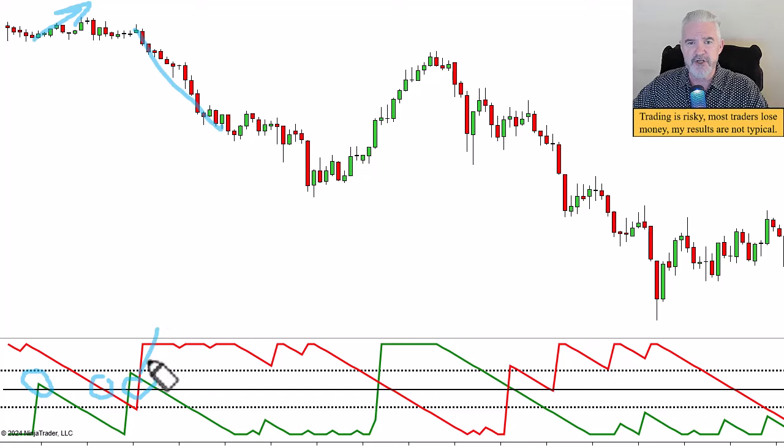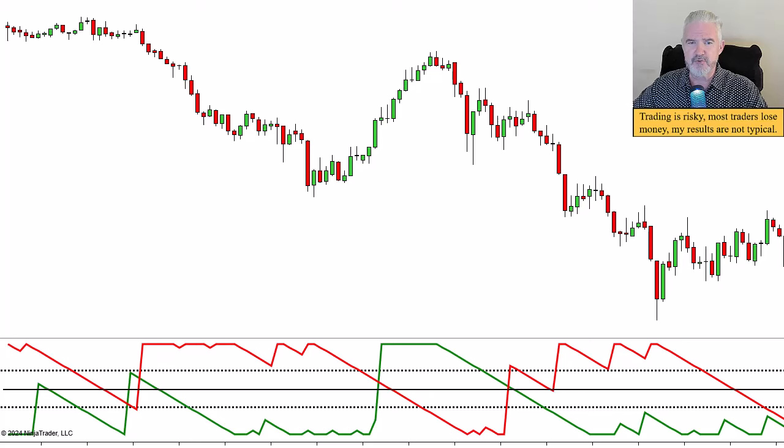Some people teach you wait until the red and the green lines cross and then take a trade. And that can work sometimes, but it gets you late to the party, and it's also very dangerous because, again, I'll show you a way that people get hurt with this indicator a lot and how for you to avoid that. So what do you want to look for?